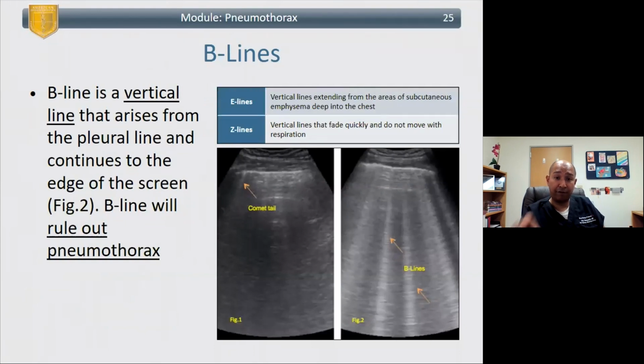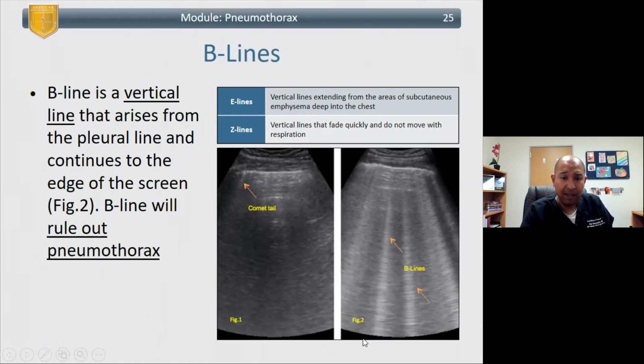B lines are vertical. So A lines are horizontal. B lines are going to be vertical. And of course, they always want to make things so complicated. So there's B lines, E lines, and Z lines. I'm not joking. They really are. So B lines are vertical lines that come from the pleura. So here's the hyperechoic pleura, and you can see these B lines coming all the way down.